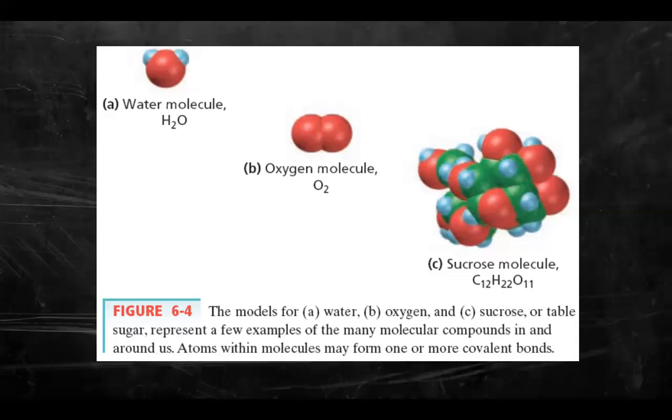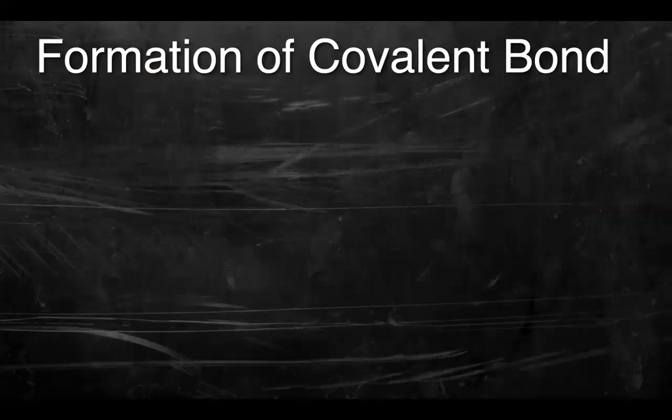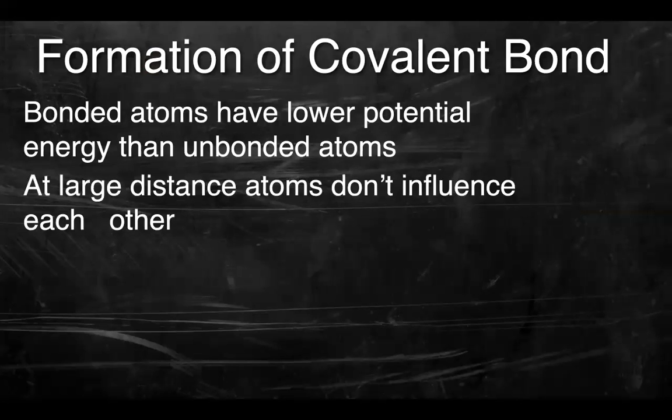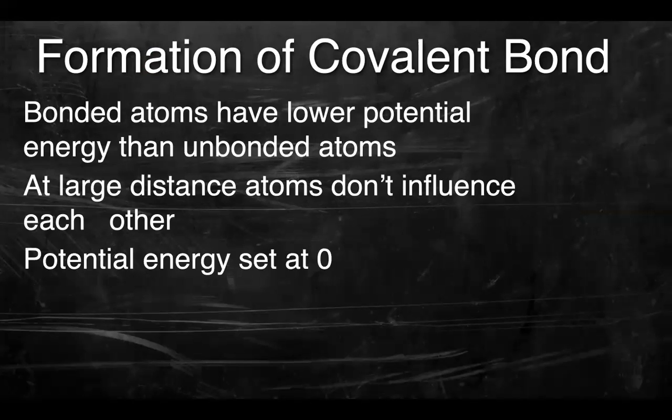Okay, so molecules of elements, molecules of compounds. Next, how is a covalent bond formed? Well, like I said, bonded atoms have a lower potential energy than unbonded atoms, and it all has to do with the distance between the atoms. So at a large distance, atoms don't influence each other. So we set the potential energy at 0.